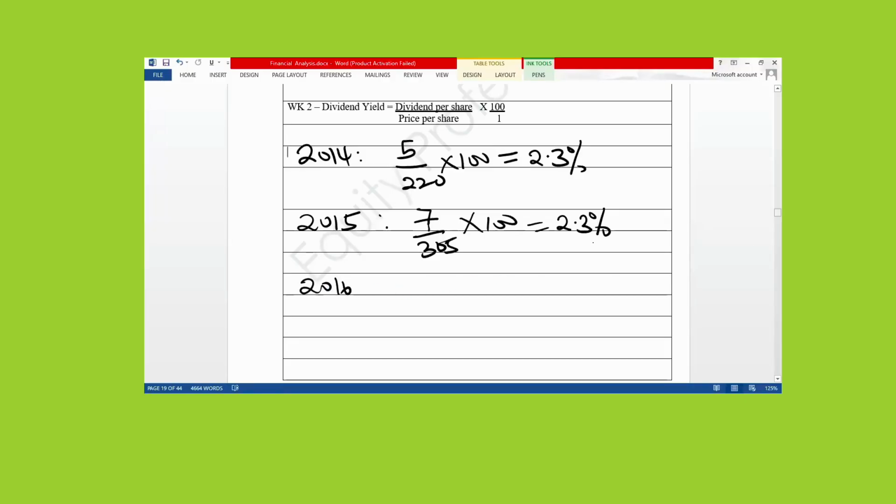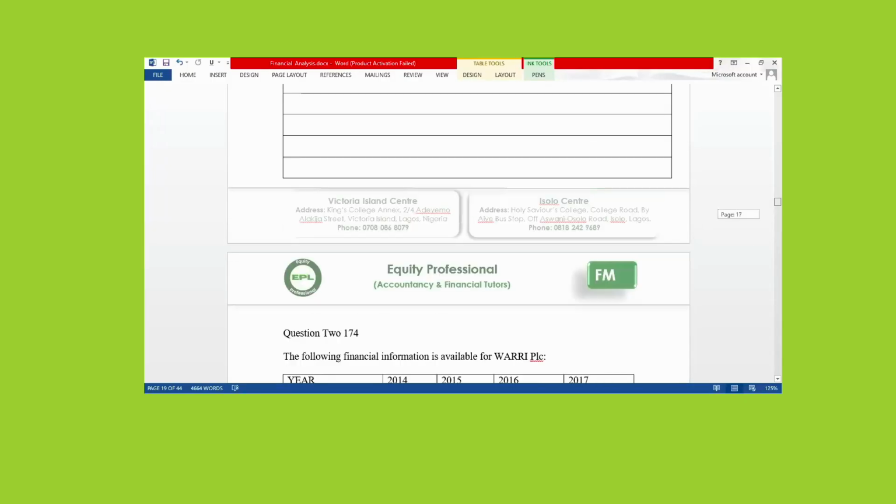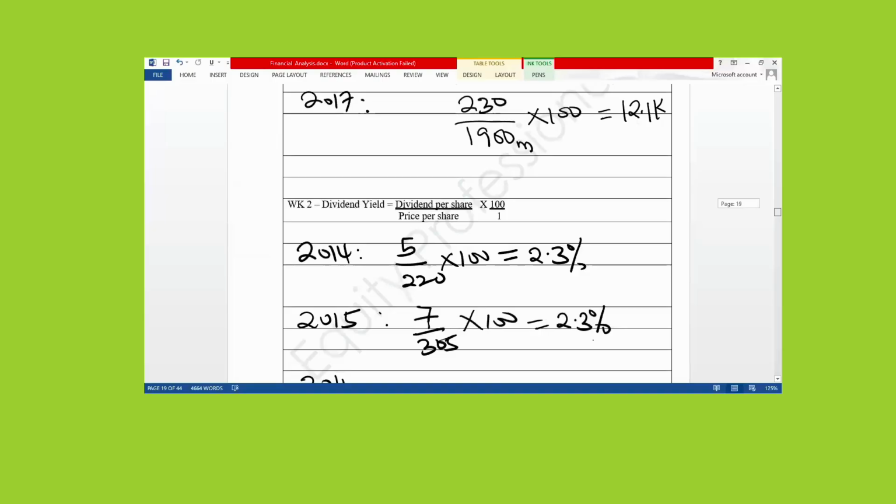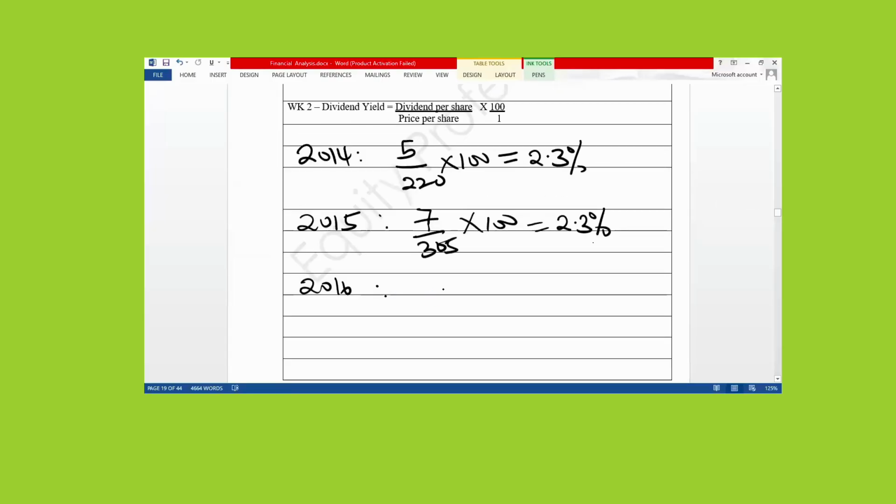2016, dividend per share 8 kobo, divided by price per share 290 kobo. Multiply your answer by 100. 8 over 290 is 2.8%. I keep on repeating it.